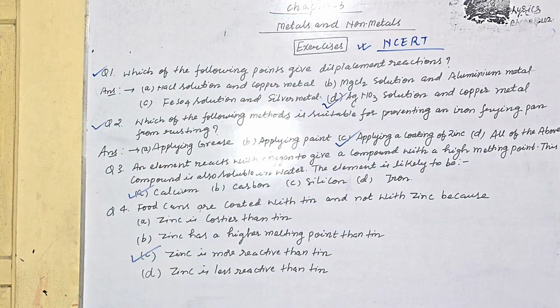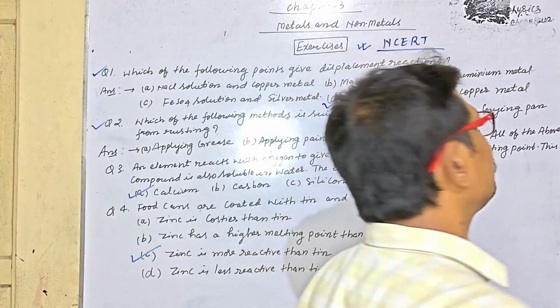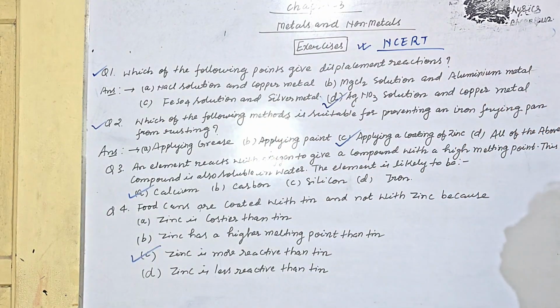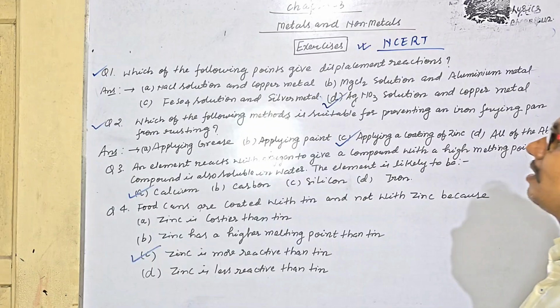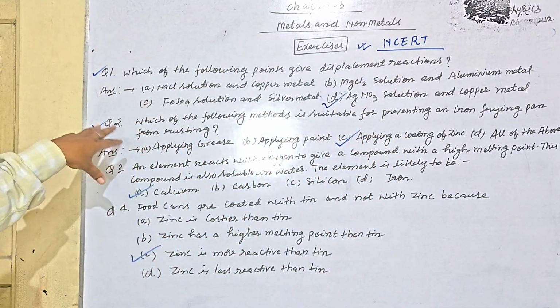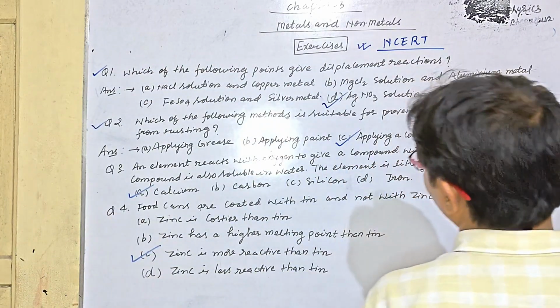This is chapter number 3. We are going to complete the chapter; 90% of the chapter is completed. The exercise is remaining. Today I am going to start the exercise of NCERT Metals and Non-metals, chapter number 3. The first question, MCQ: which of the following gives a displacement reaction?